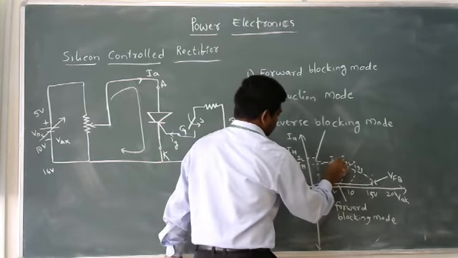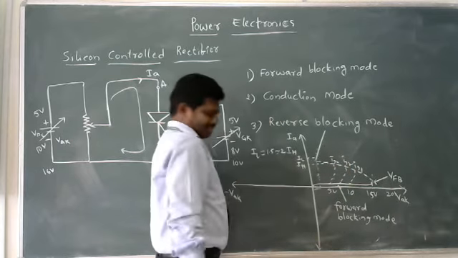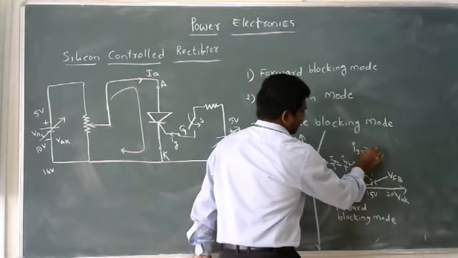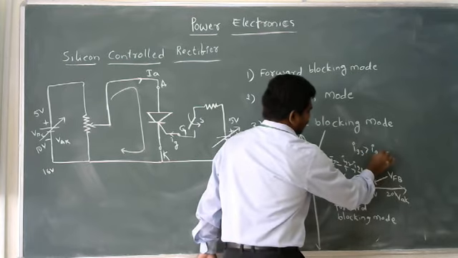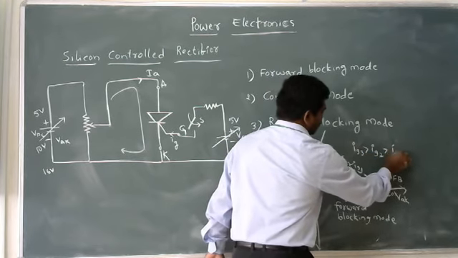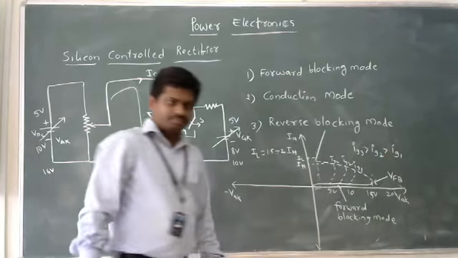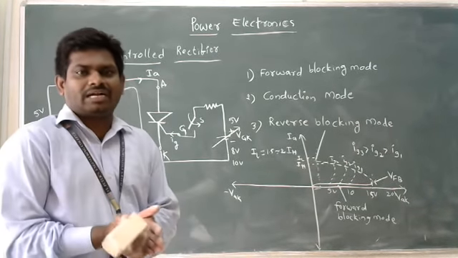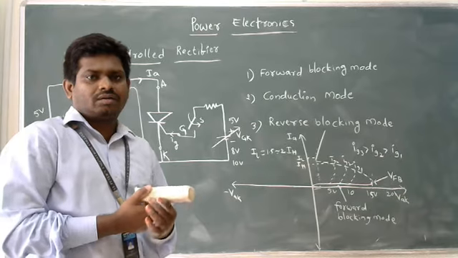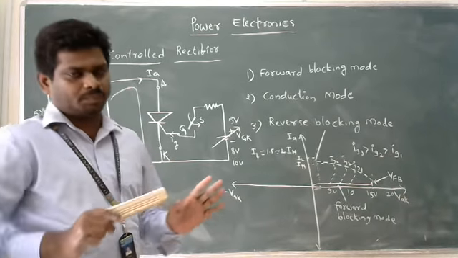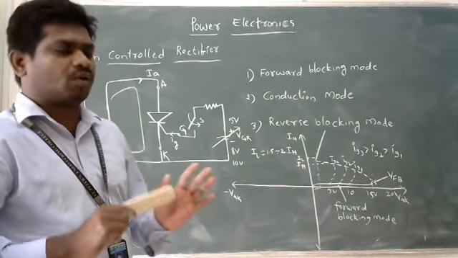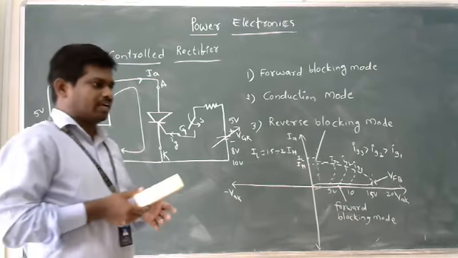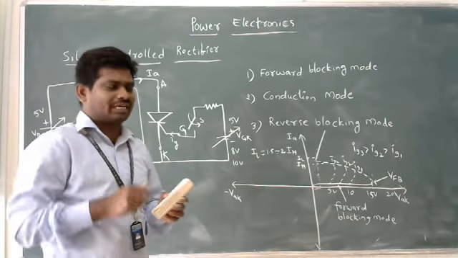This is Ig3. I can say Ig3 is greater than Ig2, which is greater than Ig1. Meaning, the device requires a value to turn on above the rated value, above the forward breakover voltage. Once the device gets that voltage, it automatically comes to the conduction state.